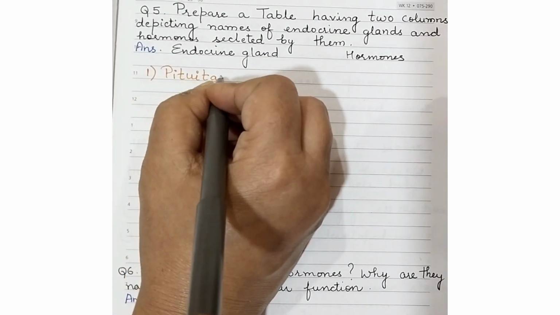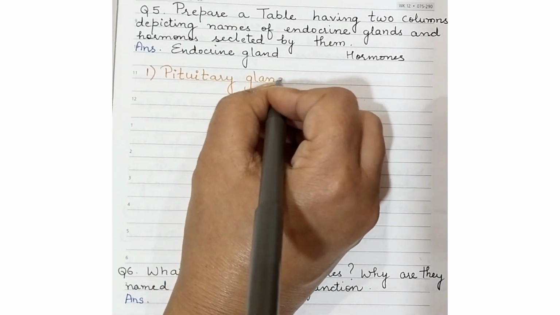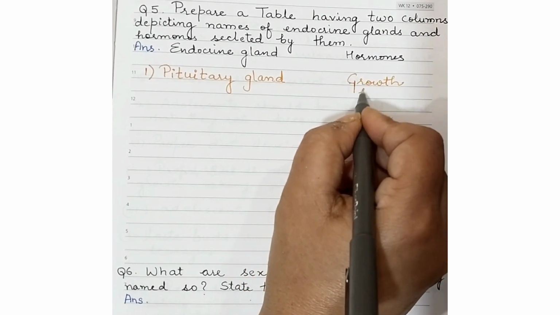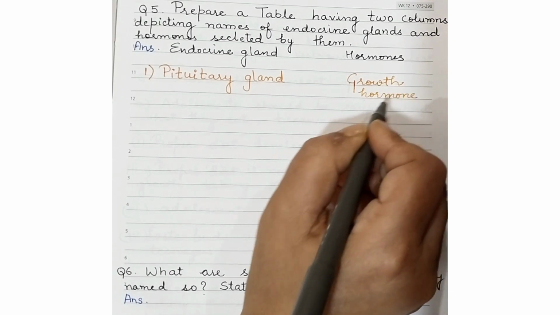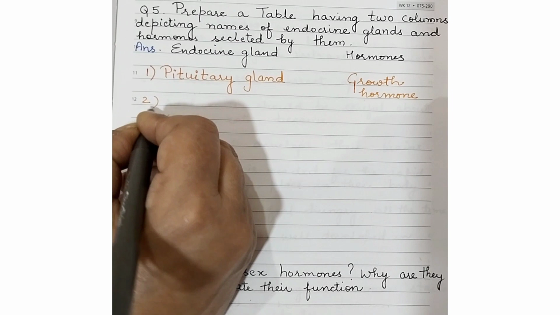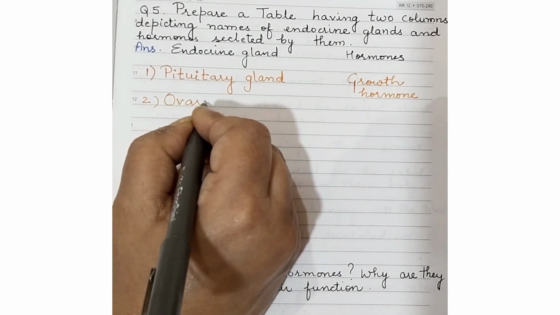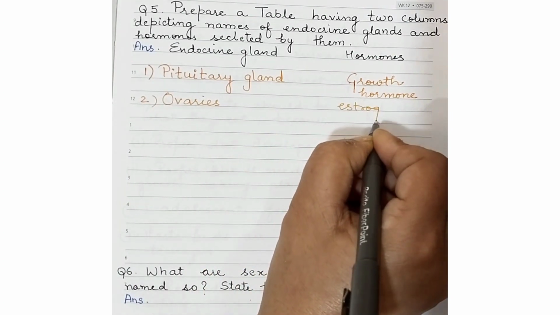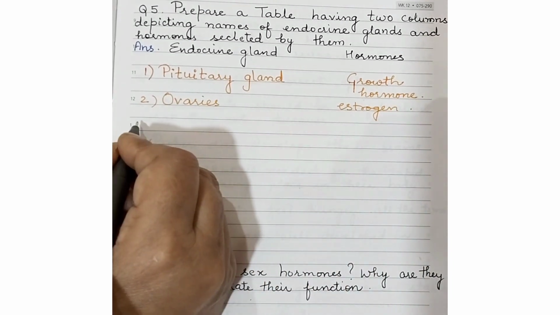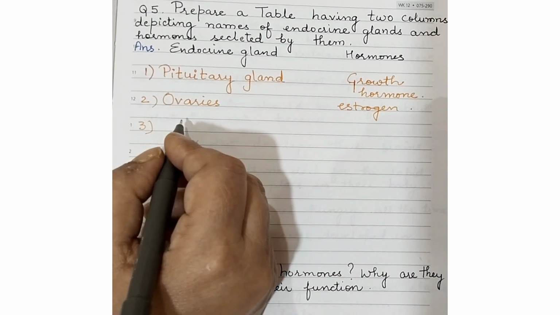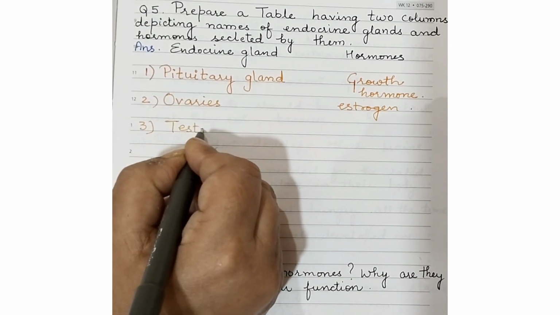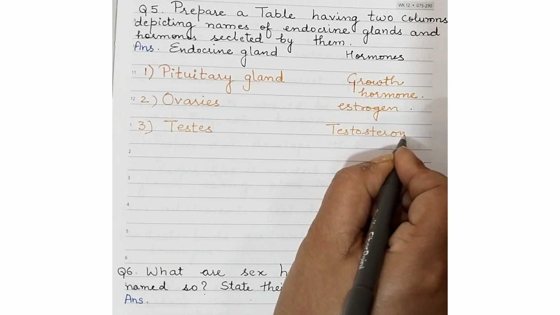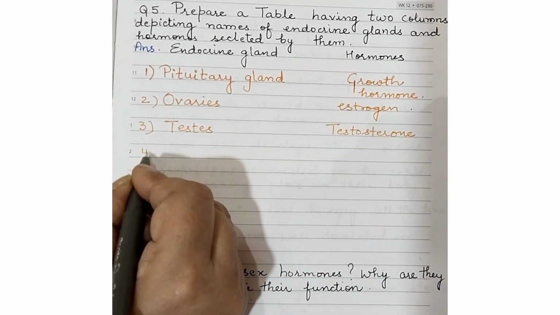The first endocrine gland, which is also known as the growth hormone secreting gland, is the pituitary gland, and the hormones secreted by this gland are called growth hormones. Number two, ovaries, which are present in girls or females. These endocrine glands are only present in girls and females, and the hormone secreted by them is known as estrogen. Next, number three, testis. It is present in boys or males. The hormone secreted by this gland is known as testosterone.